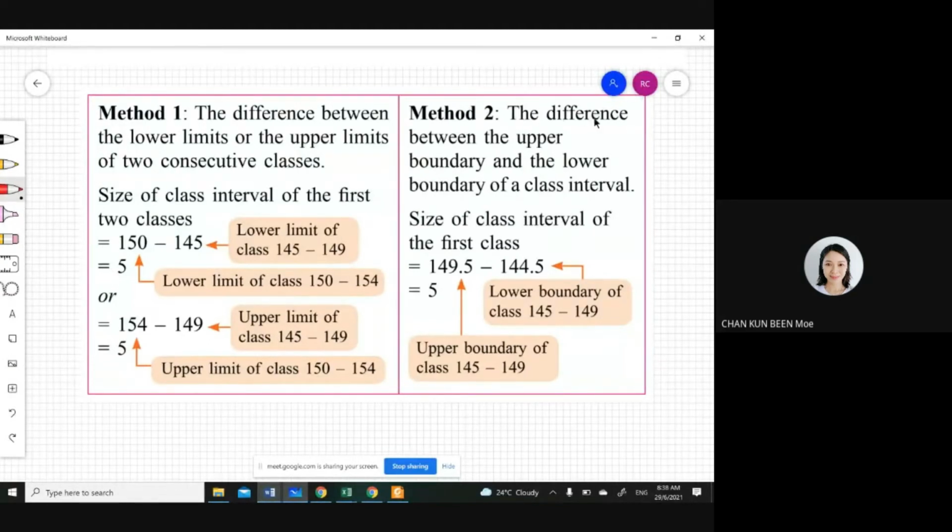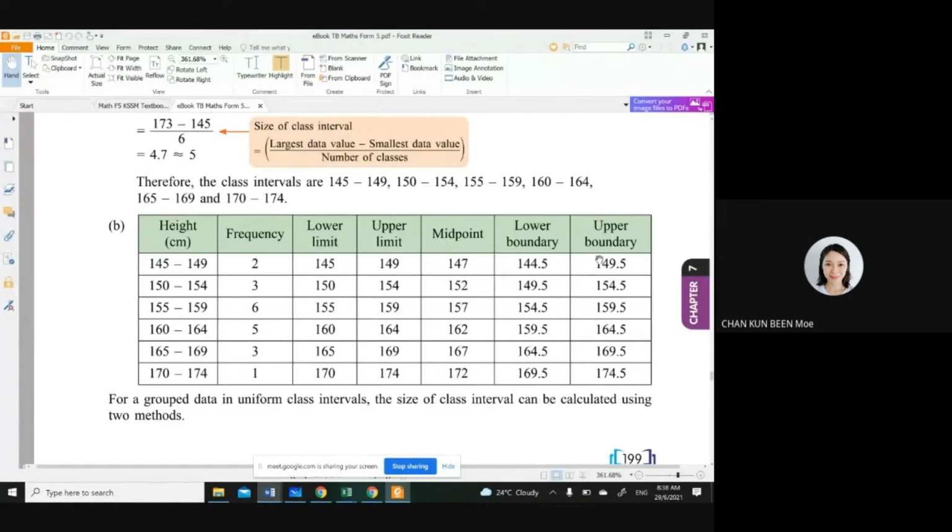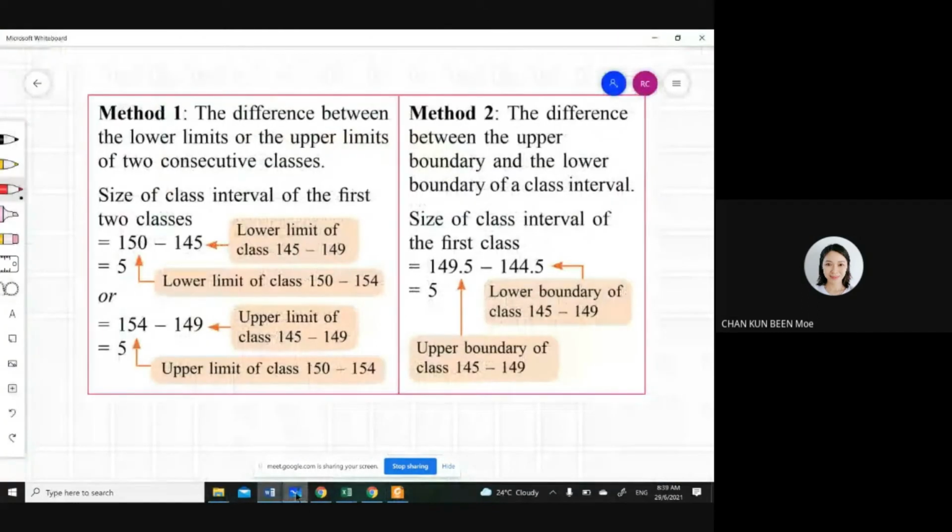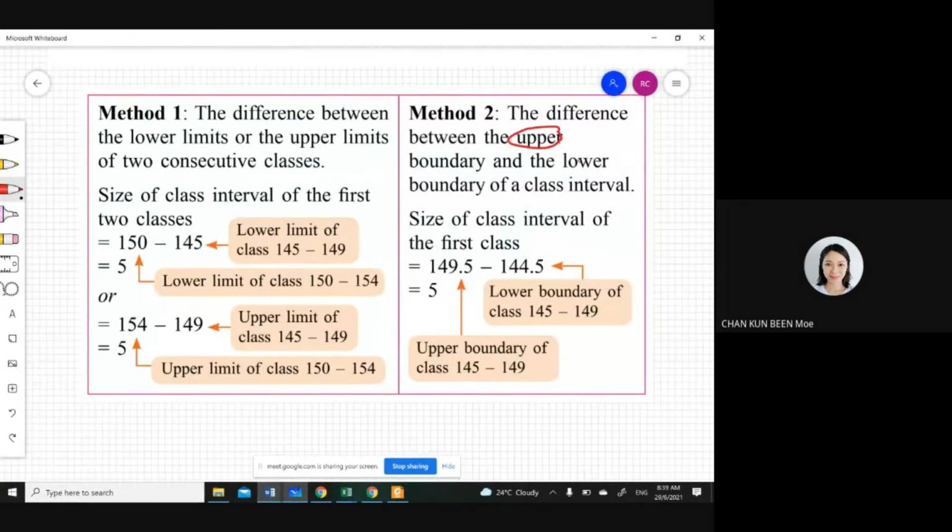The second method is by using the difference between the upper boundary and the lower boundary of the class interval. For example, for the first class, it is 149.5, you minus 144.5. So 149.5 minus 144.5, you get 5 by using the upper boundary minus the lower boundary. Are you okay? Okay, you just remember upper boundary minus the lower boundary, you get the class interval. Whereas for method 1, it is the difference between the lower limits or the upper limits of two consecutive classes. Okay, so now we move on.